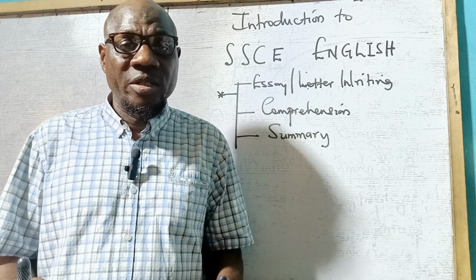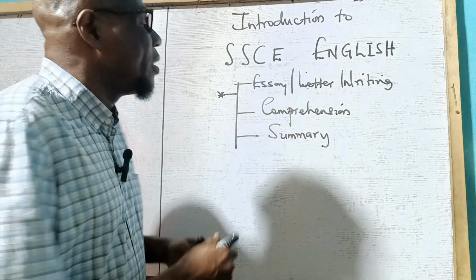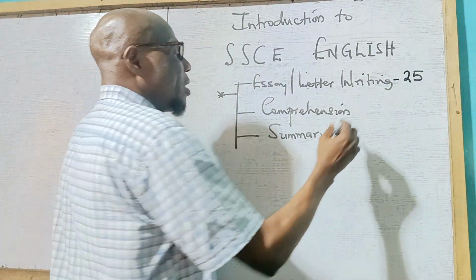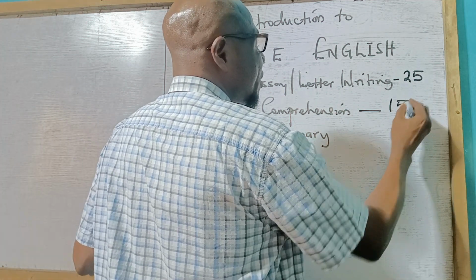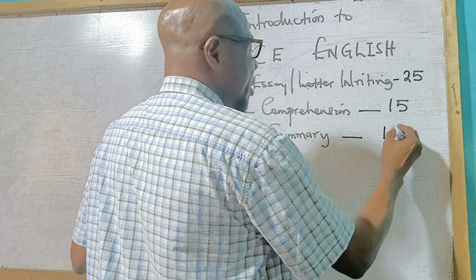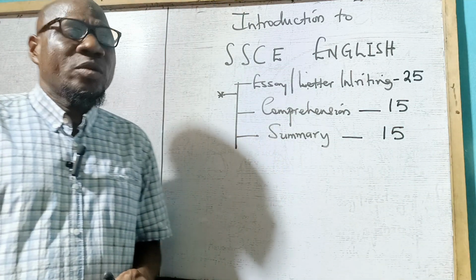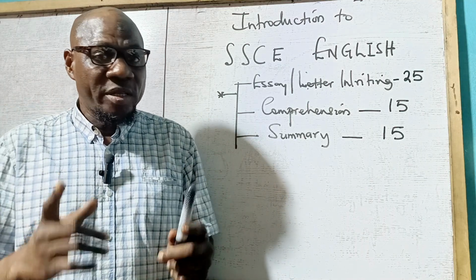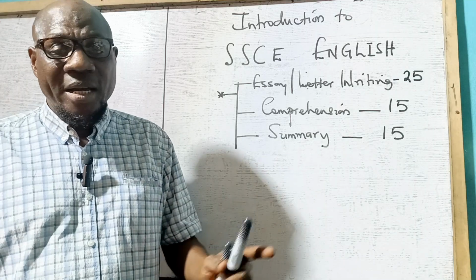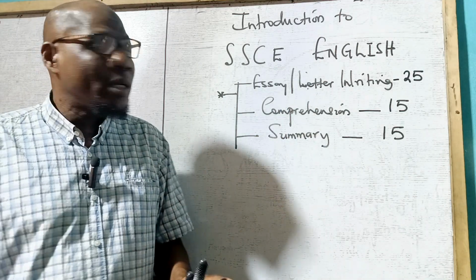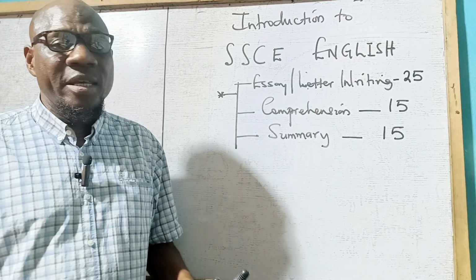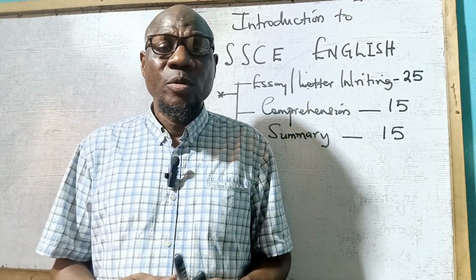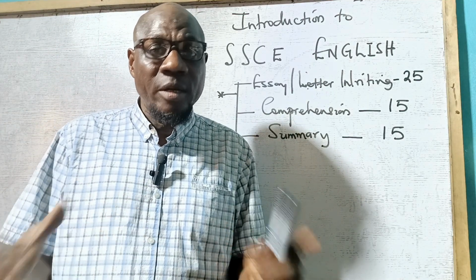You're going to be given a passage on comprehension. However, this letter writing is usually 25 marks. Comprehension is usually 15 marks, and summary is 15 marks. Sometimes comprehension can be 10 marks since it has been reduced to just one passage. But what is important is that you must have the target of scoring at least 40 or 45 in this paper. That is achievable if you start practicing early.